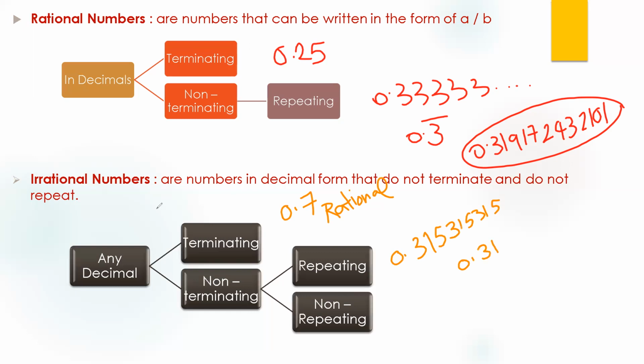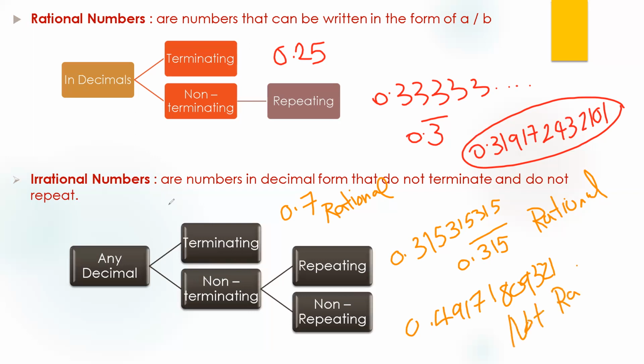it can be written as 315 thousandths. So here it's repeated, so this is rational. But if we have a number that's not terminating, such as this big number here, and it's not repeating, we will say that this is not rational, or you can say irrational. Not rational or irrational has the same meaning.